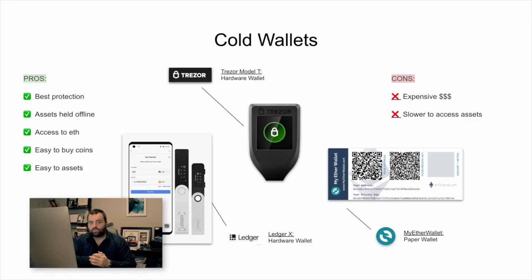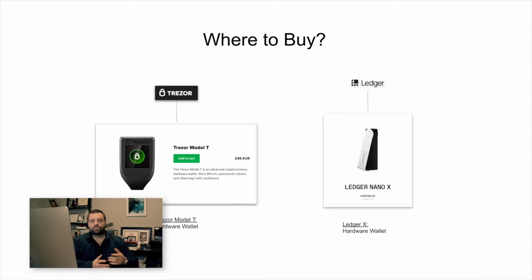The downside to that is that it's on paper, and you don't want to store anything on paper long term. It will deteriorate, there could be a house fire, and in this video I want to go over some of those options as well. So again, they're expensive and they are slower to access assets. That's going to be with the hardware wallets. So where are you going to be able to buy these wallets? Well, let's go over that right now.